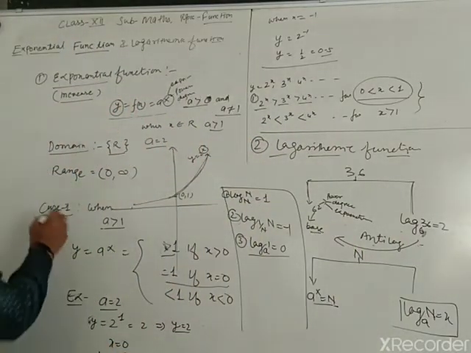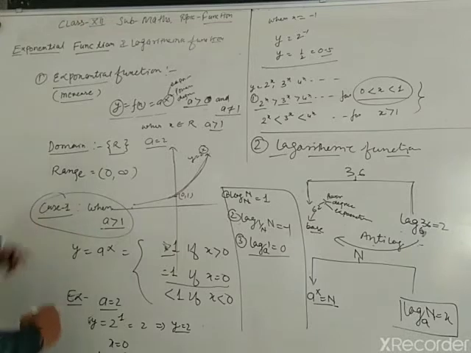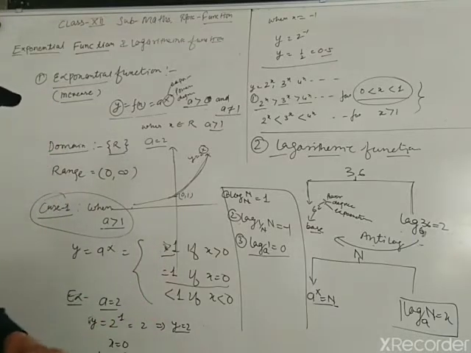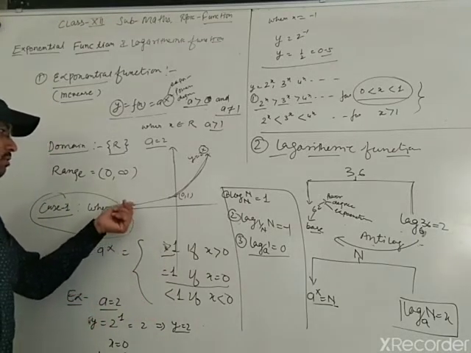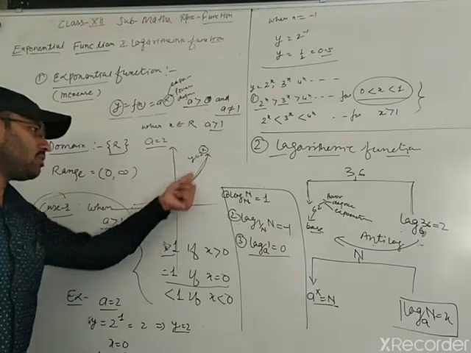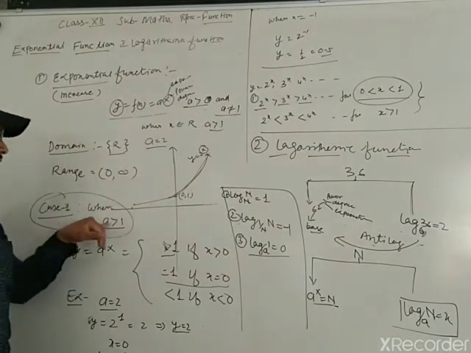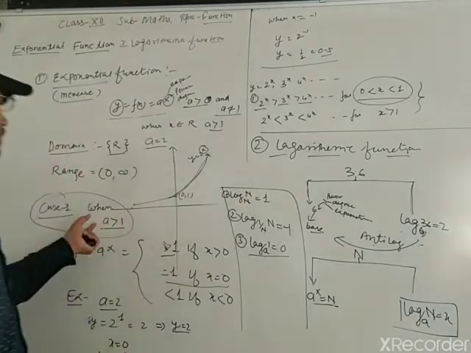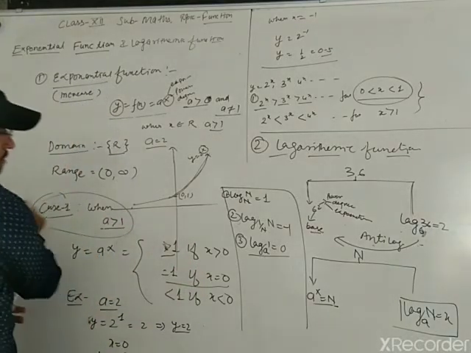Okay, we have discussed case 1 for this exponential function. The second case is also remaining. Okay, in this case you will see what? The value is increasing continuously when a is greater than 1. Now what happens if a is between 0 and 1? Second case.